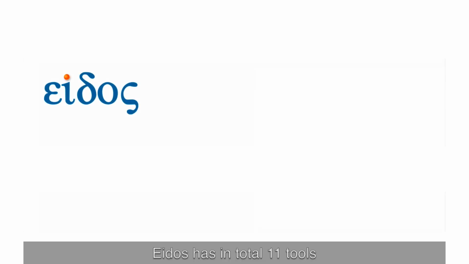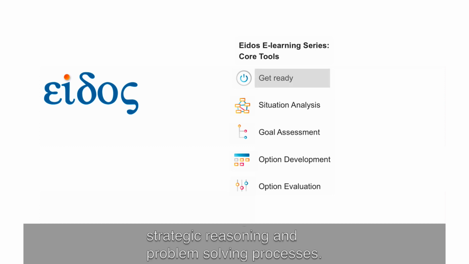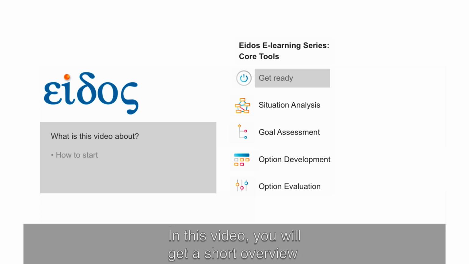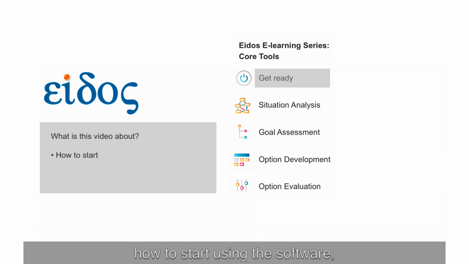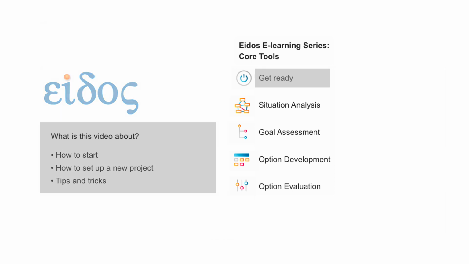Eidos has in total 11 tools that can support complex decision-making, strategic reasoning and problem-solving processes. In this video, you will get a short overview of how to start using the software, to set up a new project, and some tips and tricks that can help you during the process.